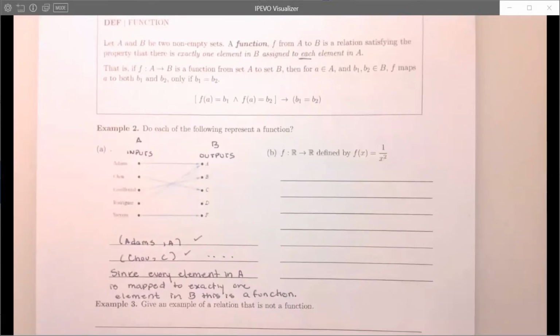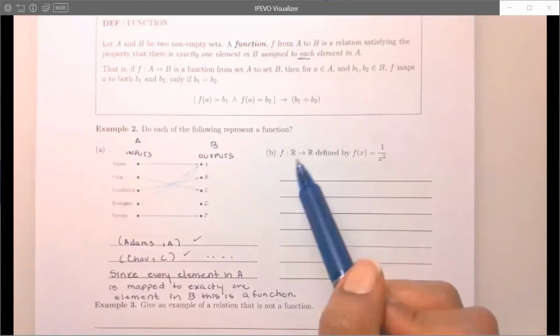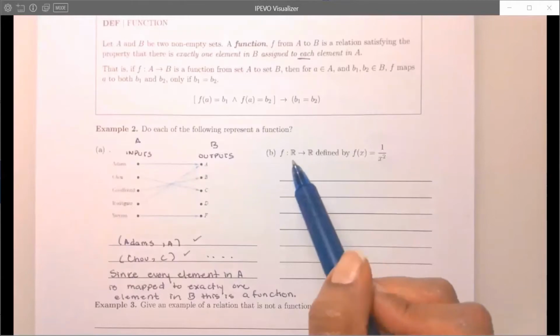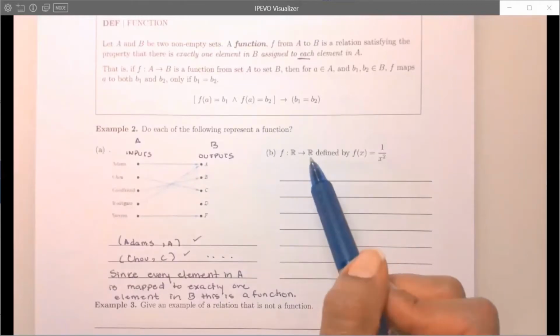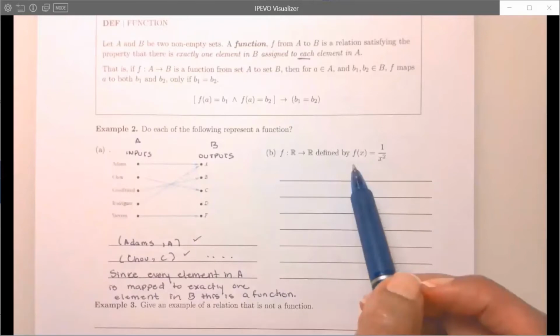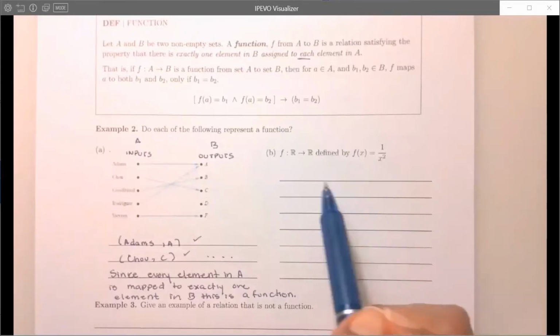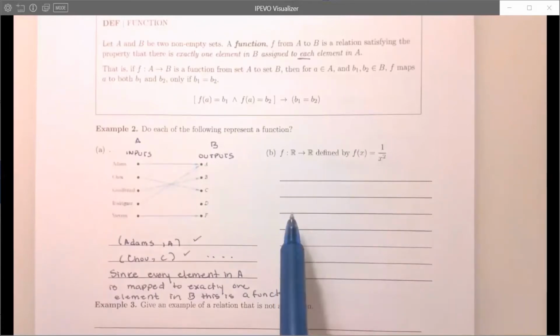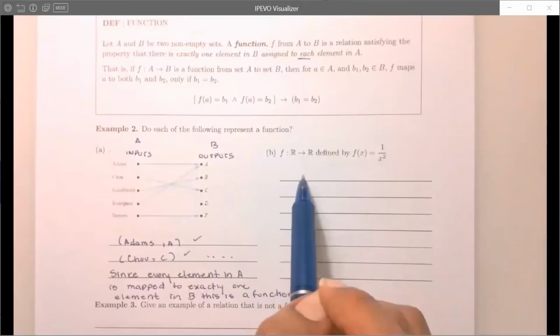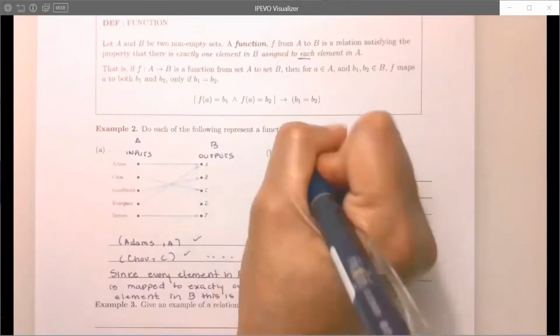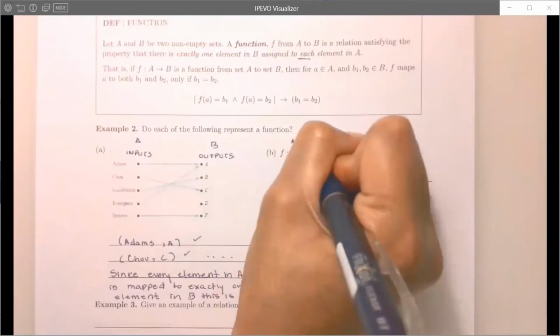Okay, let's take a look at part B. So part B, we have a function from the set of real numbers to the set of real numbers that is defined by f of x is equal to 1 over x squared. Now again, what that means is that we're trying to determine whether every input number gets mapped to exactly one output in B. Okay, so in this case, A is the reals, B is the reals.